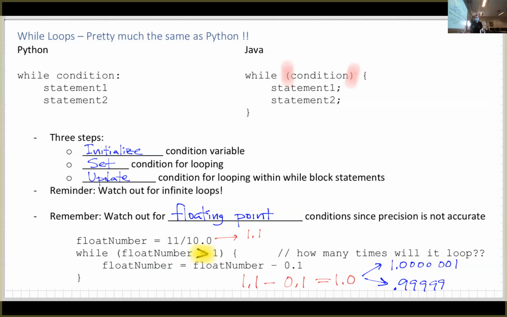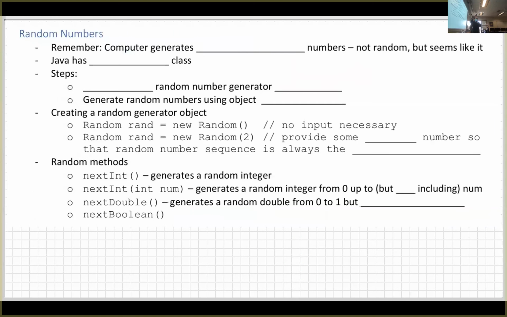Okay, let's move to the last topic, which is random numbers. Remember that in Python, there's no such thing as a true random number generator. And so we have these libraries that create pseudo random numbers for us, kind of fake numbers. Java has the same thing. Java has this thing called the Random class. And this contains the methods to create random numbers for us. Now it takes two steps. So let's look at the two steps of how to create random numbers in Java.